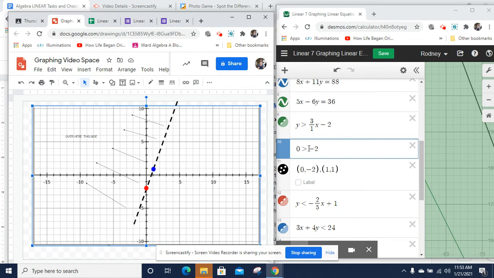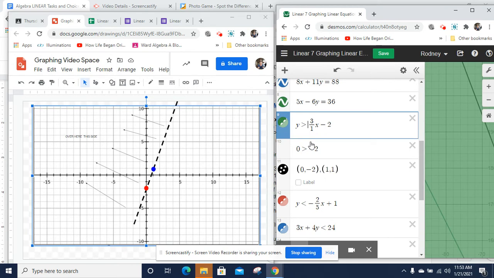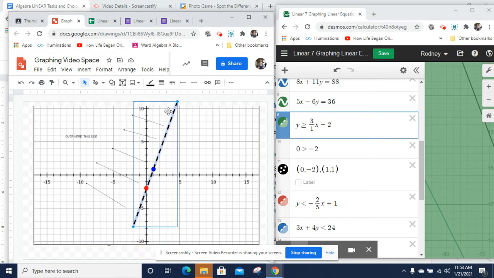All right, so we're going to change one thing about this inequality, though. We're going to change it to or equal to. Now, when I change it to or equal to, that means this line is included. So we're going to make one more change. Instead of dashed, it becomes solid. So if it's or equal to, it's a solid line, and then everything over here.